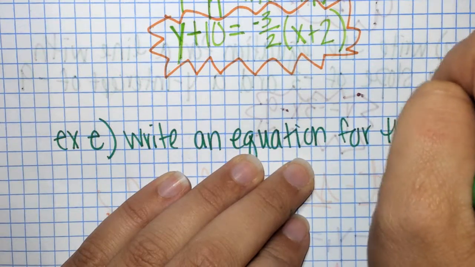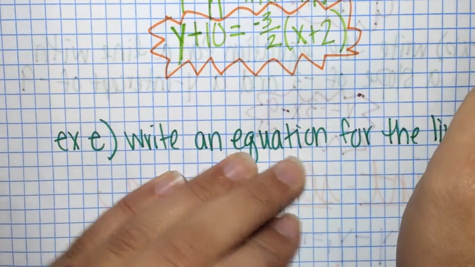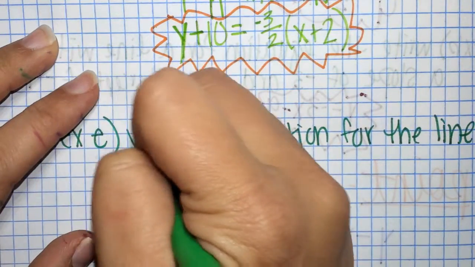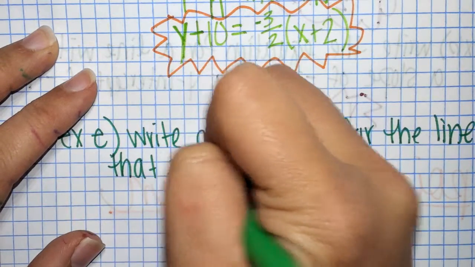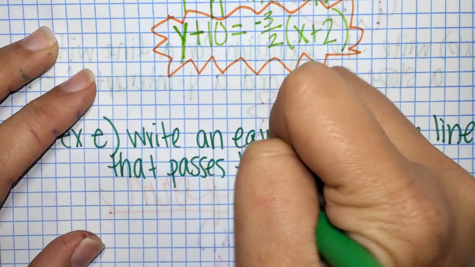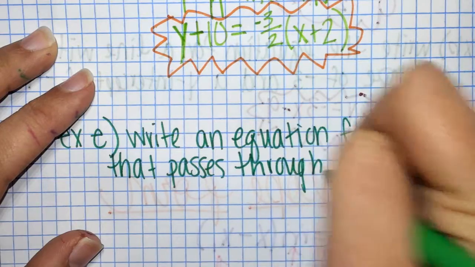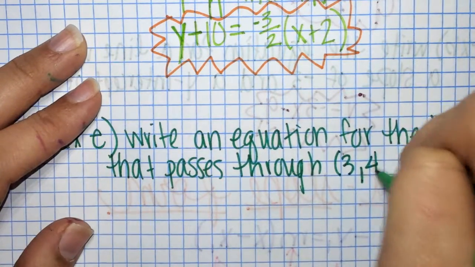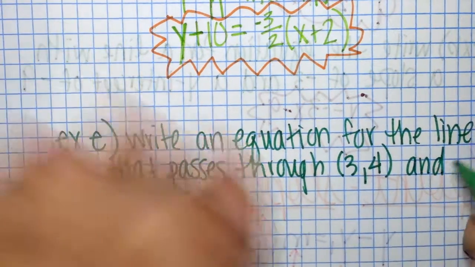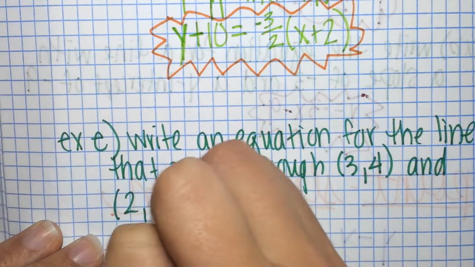Write an equation for the line that passes through (3, 4) and (2, 7).